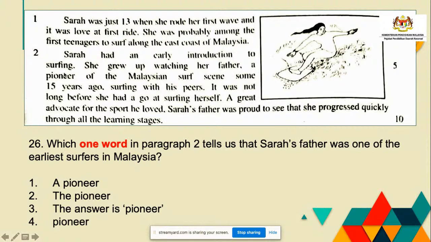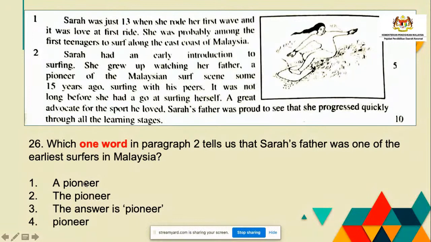So a pioneer, what does it mean? Kumpulan terawal. Kumpulan pertama. So that's why the answer is pioneer. This is the answer for this question. Remember, the question is asking for one word. Look at number 1. A pioneer. Will this be accepted in SPM? It is answering the question, a pioneer. This is the answer for the question.